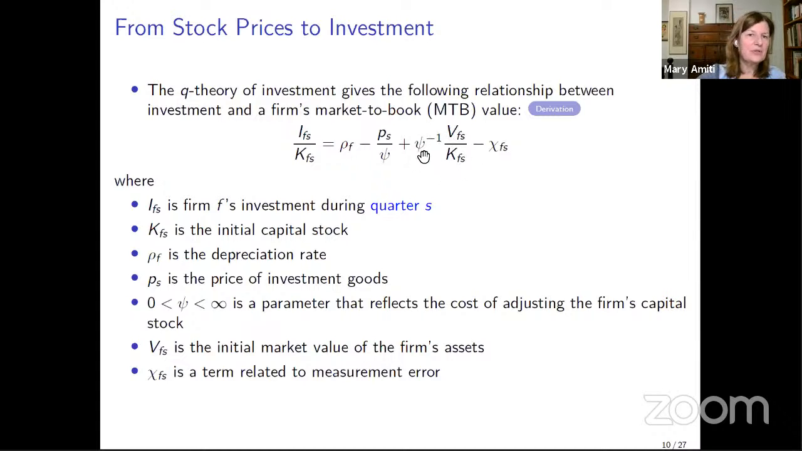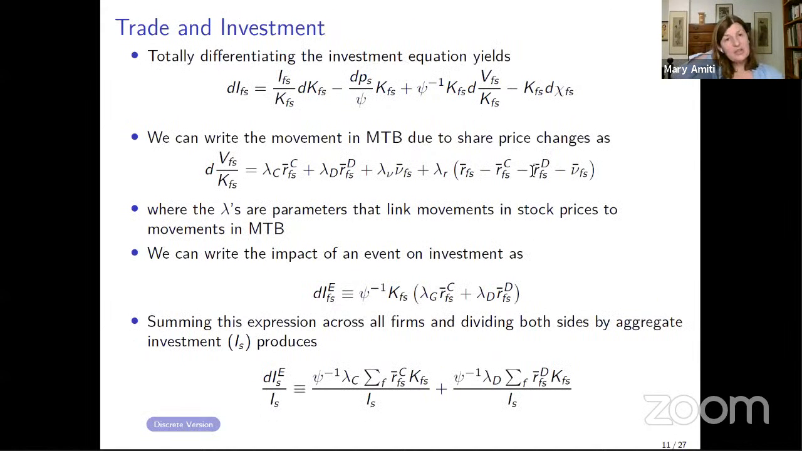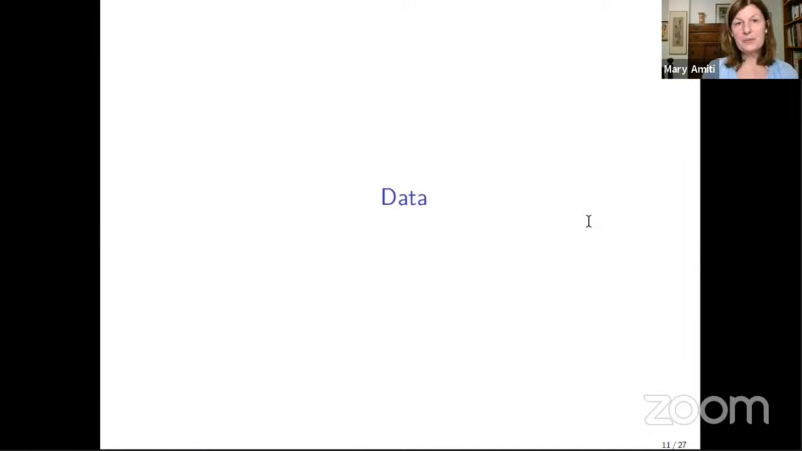But what we're interested in is how the trade war event affected this market to book value, and then this tells you how it affects investment. To do that, we just totally differentiate the investment equation, and then we want to see what these lambdas are, which is the response of each of those different components of the share price movements. And then we're just going to aggregate across these to get to our aggregate effect. But let me turn to the data.